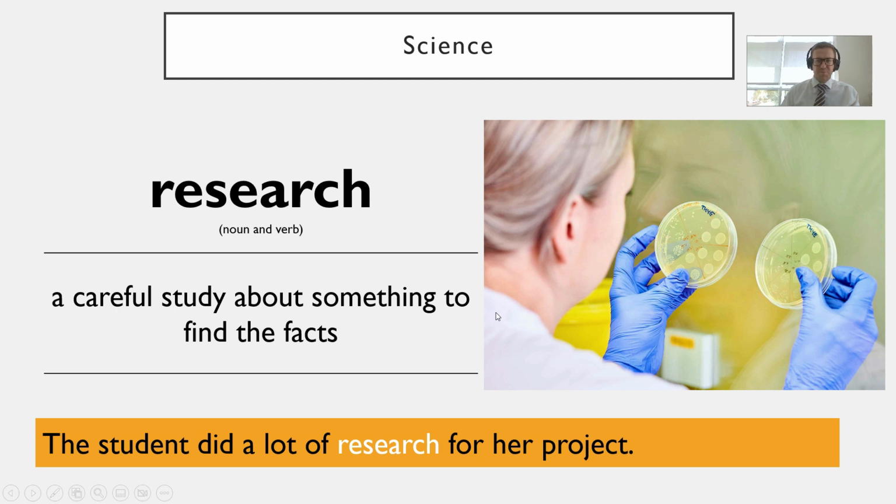Research. A careful study about something to find the facts. For example, the student did a lot of research for her project. So in the picture we can see someone looking at something carefully to find something. This is an example of research. There's many types of research. The spelling is okay, but remember we have a noun which is research and a verb which is research. So you change the pronunciation a little bit. Research for the noun, research for the verb.